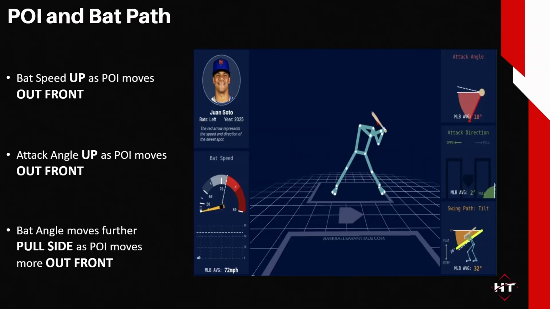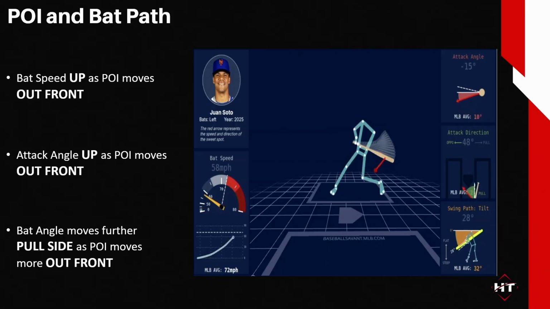If you guys haven't been on Baseball Savant yet to check out the bat path point of impact visuals here, definitely do that. It's such a great learning tool and only available in the past year or so. So that's what we have up here. We have Juan Soto's bat path. And this is going to tell us this relationship exactly, right?